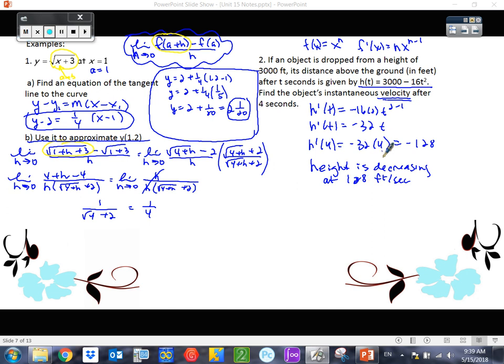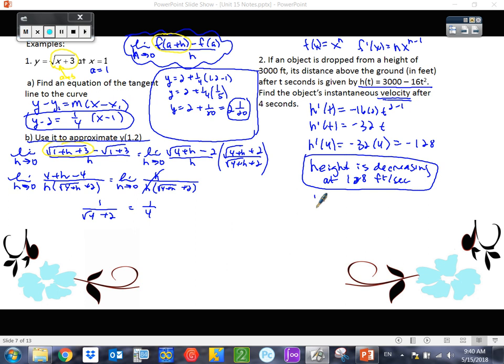Because let's talk about what this velocity is telling us. It's giving us a direction. A negative velocity, in this circumstance where we're dropping something from a height, means that we're traveling down. So this is traveling down, or the height is decreasing. So this is one way we could write our answer.